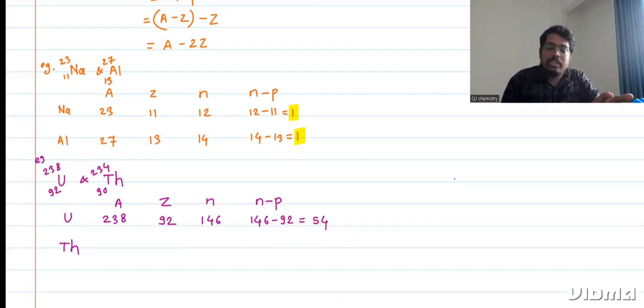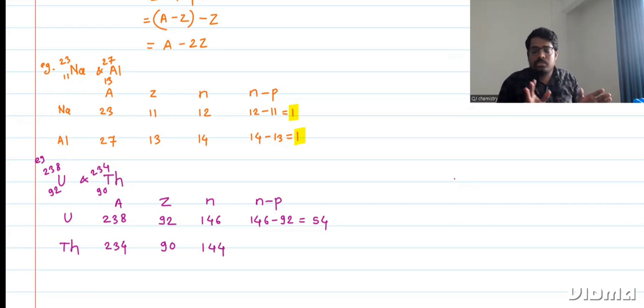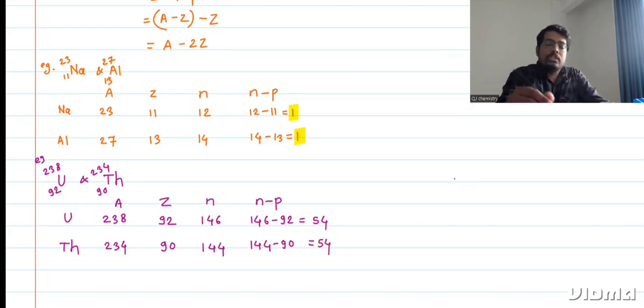Okay, similarly find the value for thorium. The atomic mass of thorium is 234 and the atomic number is 90. So this difference is equal to 144, so the number of neutrons for thorium is equal to 144. Now 144 minus 90, which is equal to 54. So now here also the isotonic number value is the same for these two species, so these two species are an example here of isodiaphers.